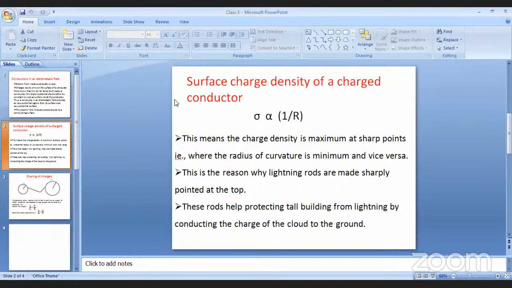This concept is nothing but action of points. I hope you all might have studied about the action of points. Do you know anything about the action of points, students? Have you all studied anything regarding the action of points in your school? Has anyone studied anything about this?